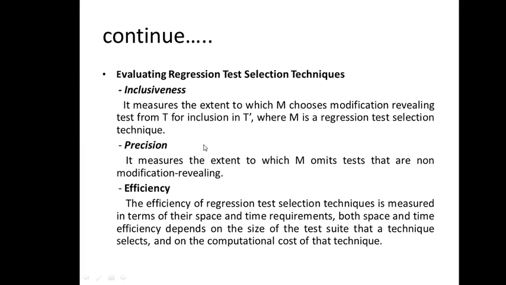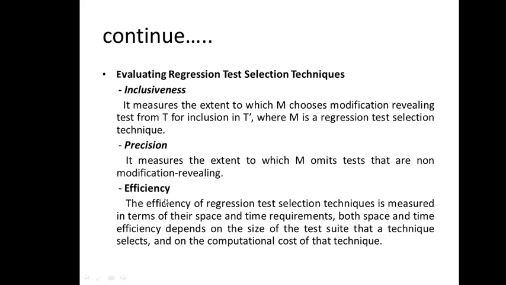Simply. Precision: it measures the extent to which M omits tests that are non-modification revealing. So why test for all? Only select those test cases which can reveal the modification, right? And if they are not at all modification revealing, just omit them. That is, discard all those test cases. That is precision. Why unnecessarily carry out all the tests, right?